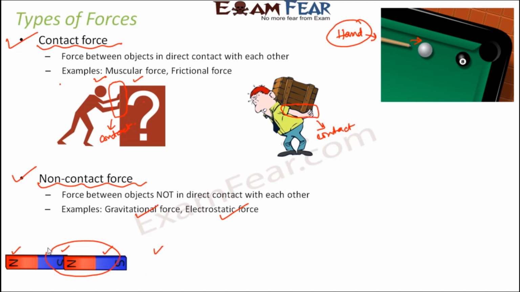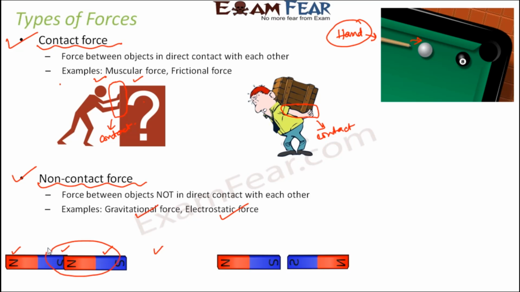So what happened? Due to the presence of a magnetic force, the magnets moved. So there existed an attractive force, because of which this change in motion happened. But when this force existed, at that time the two magnets were not in contact. So this type of force is an example of non-contact force.